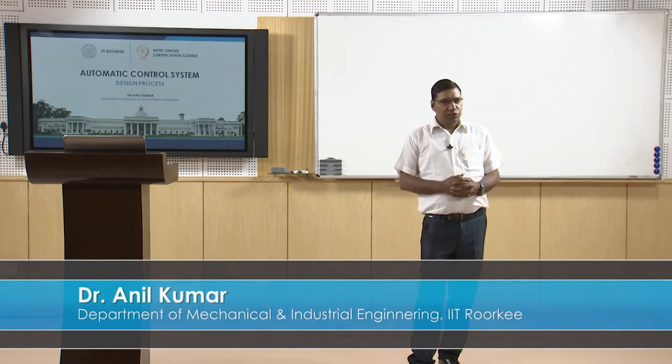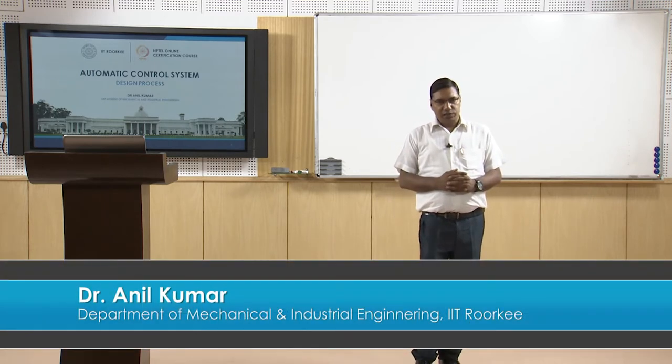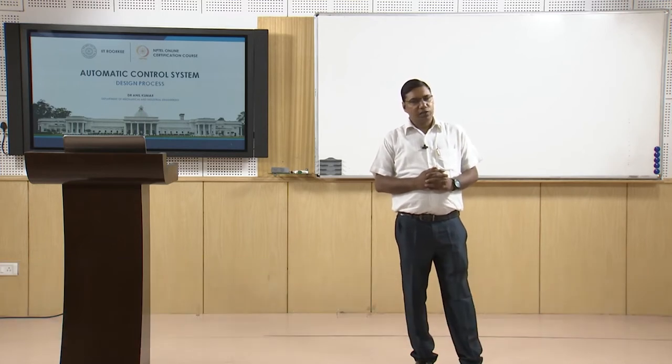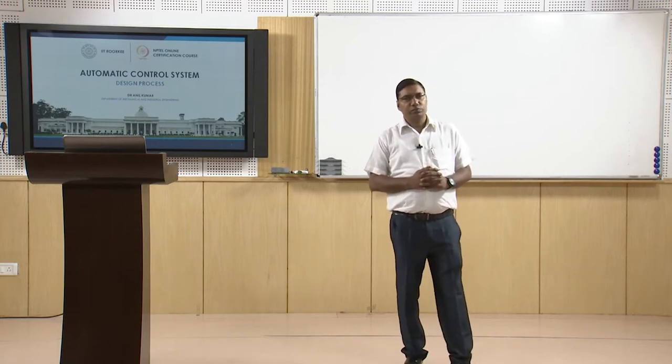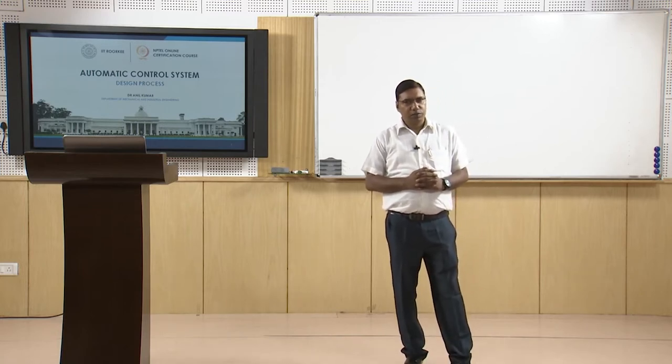So welcome to the lecture on automatic control system. In this lecture, we are going to discuss the design process for a control system. In the previous lecture, we discussed that there are certain design objectives for a control system, like transient response, steady state error, and stability.